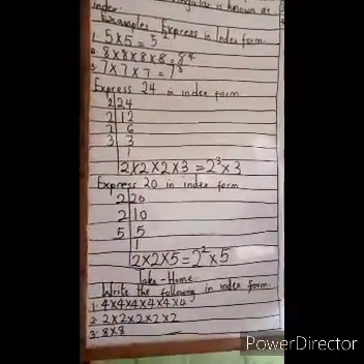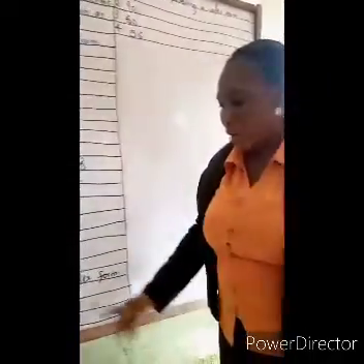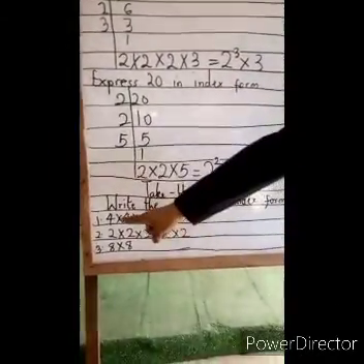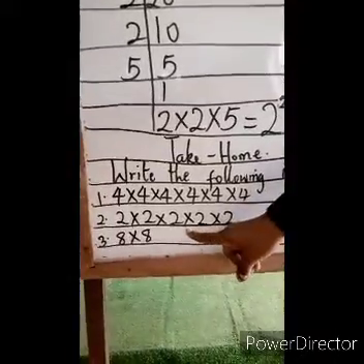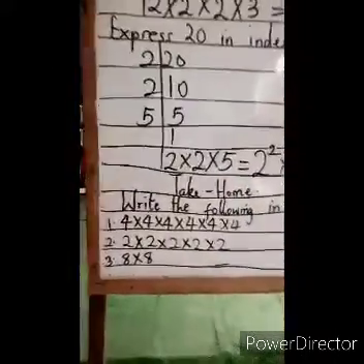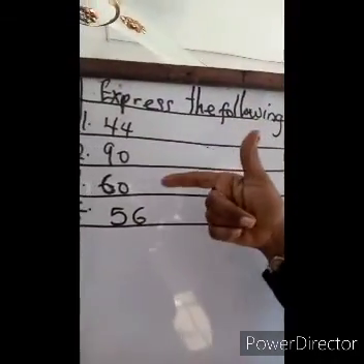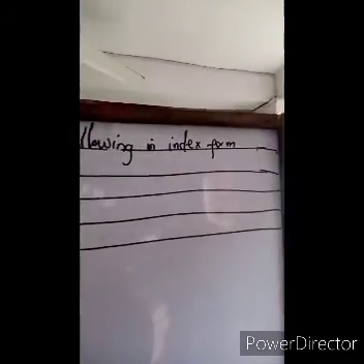Once you know it begins with either even or odd numbers. So this is our take home, and I'm expecting you to submit this on the class platform. We have 4 to the power of this, 2 to the power of this, 8 to the power of this. Then you express these in index form. That is in LCM: 44, 90, 60, 56. I'm expecting you to submit this in my next class.